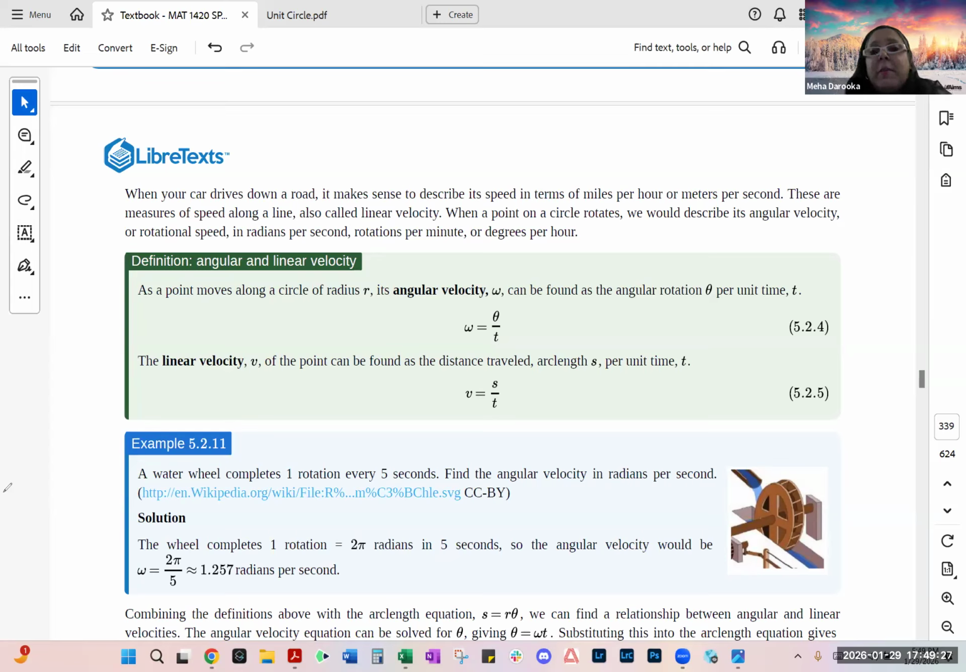But when we are talking about a point rotating on a circle, we would describe it as angular velocity, or the rotational speed. And these can be measured in radians per second, rotations per minute, RPMs, or we can also talk about these in terms of degrees per hour. And again, obviously it would depend on what kind of example we are looking at.